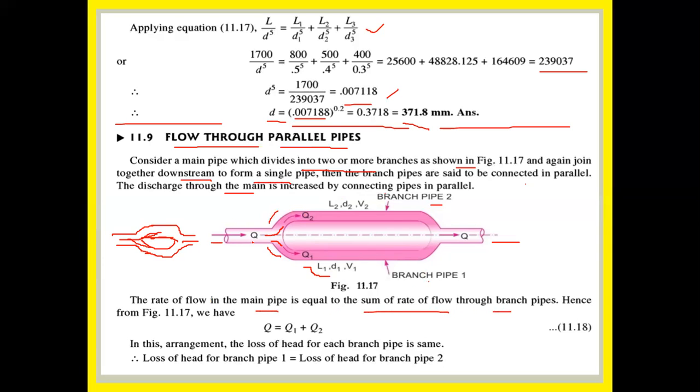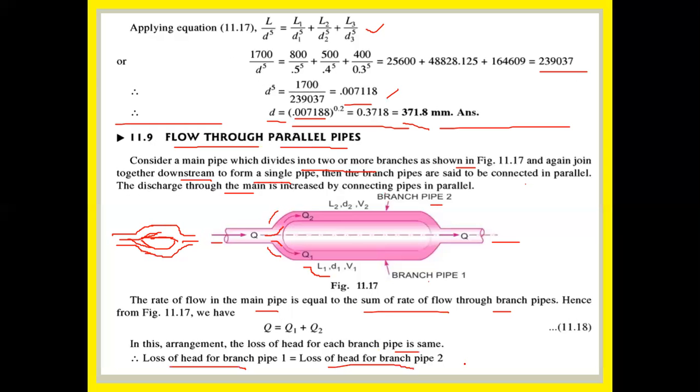So the rate of flow Q is equal to the sum over how many branches? For example, if you have 3 branches, it is Q1 plus Q2 plus Q3. If you have 2 branches, then Q1 plus Q2. In this arrangement, the loss of head for each branch pipe is the same. So the head loss HF is the same for each branch. Therefore, the loss of head for branch pipe 1 is equal to the loss of head for branch pipe 2.